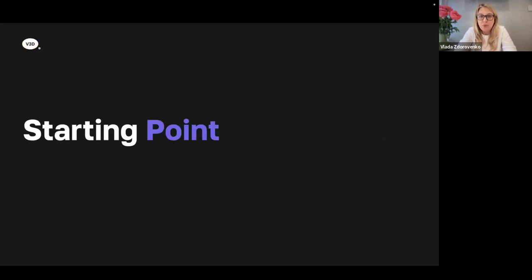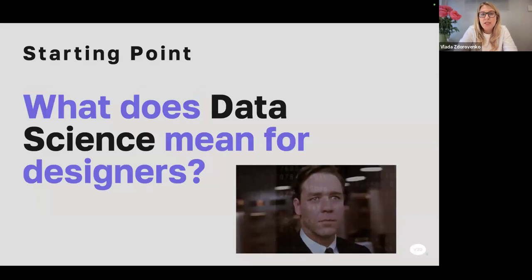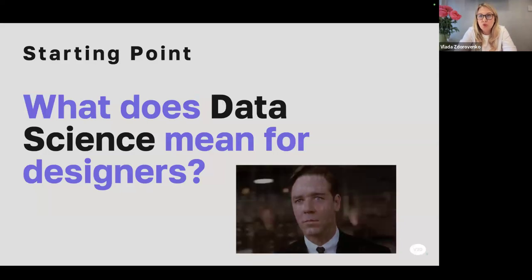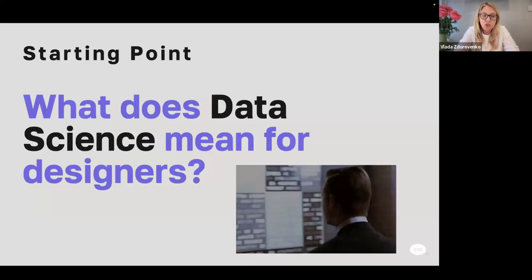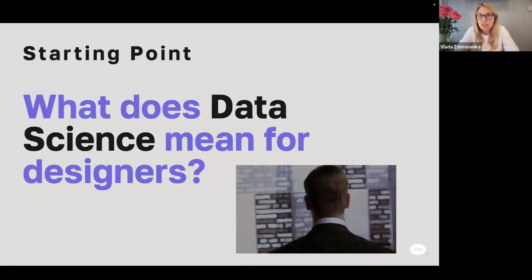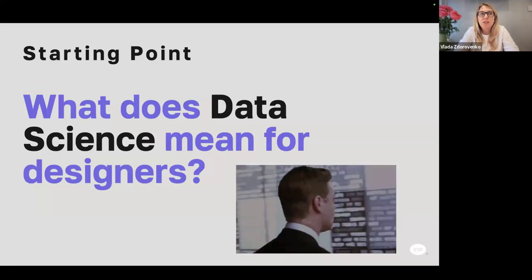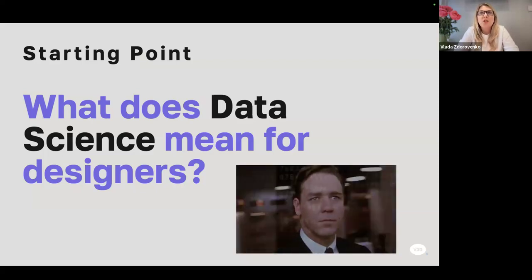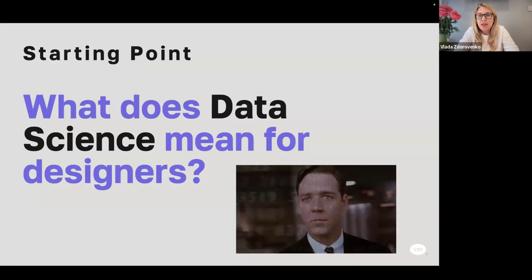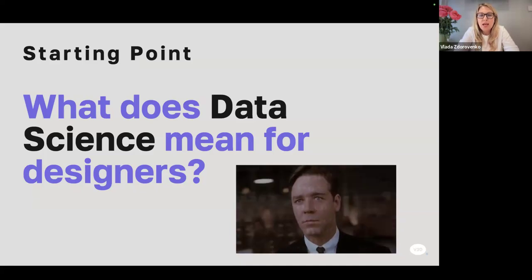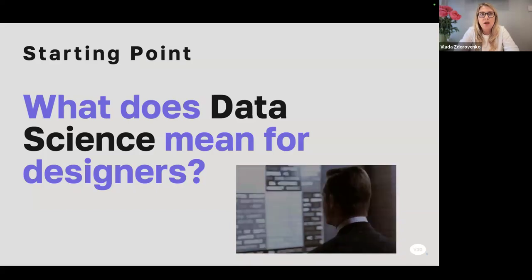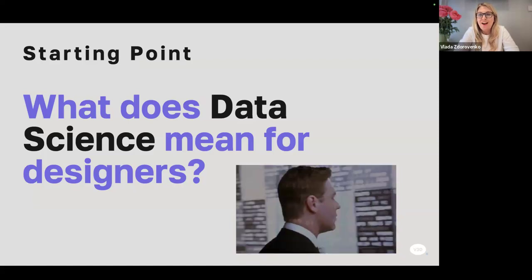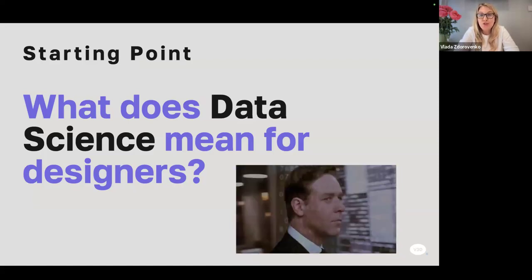So let's have a starting point. What does data science mean for designers, and why should we explore this topic? When I joined Tesco Technology, I was interested in data science, but I never thought that it's such a massive field to explore. So it's a combination of math and a lot of different processes. And that means that data science in the current situation with AI and this obsession with AI is very much at the center of the situation.